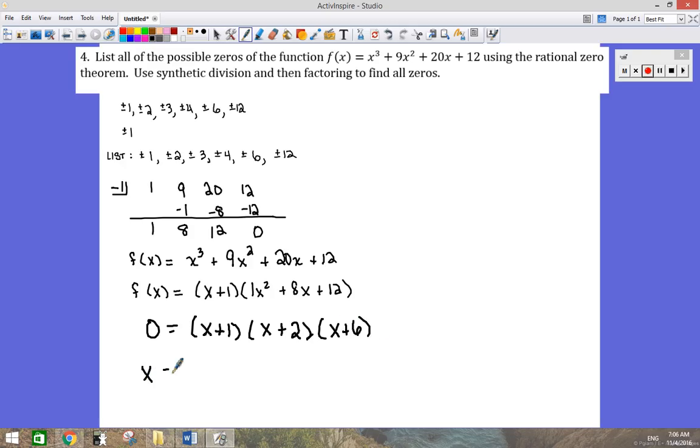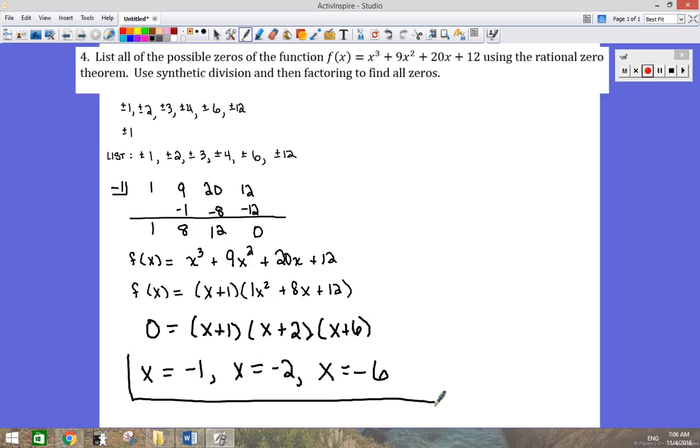So here we have x-intercepts, then, zeros of this function, of -1, -2, and -6. Since it was a third degree polynomial function, it can have at most 3 x-intercepts, at most 3 zeros, and so I know I have found them all. I know that there's none that are missing.